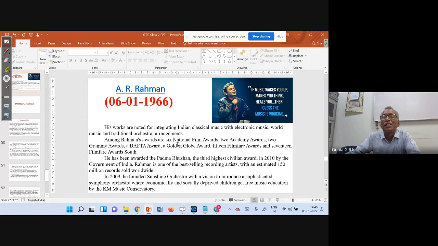Among Rahman's awards are 6 National Film Awards, 2 Academy Awards, 2 Grammy Awards, a BAFTA Award, a Golden Globe Award, 15 Filmfare Awards, and 17 Filmfare Awards South. He was awarded the Padma Bhushan, the third highest civilian award, in 2010 by the Government of India. Rahman is one of the best-selling recording artists with an estimated 150 million records sold worldwide. In 2009, he founded Sunshine Orchestra with a vision to introduce a sophisticated symphony orchestra where economically and socially deprived children get free music education by the KM Music Conservatory. Okay, so that is the great Rahman.